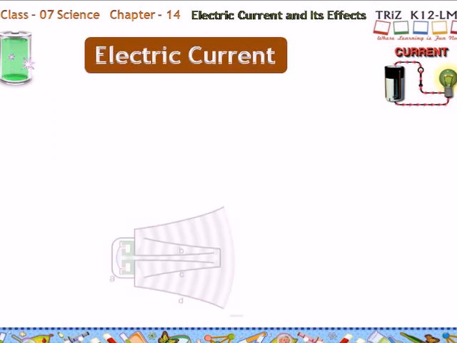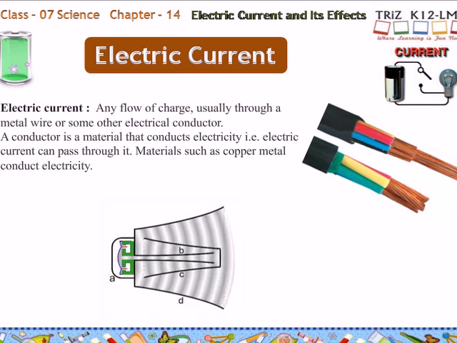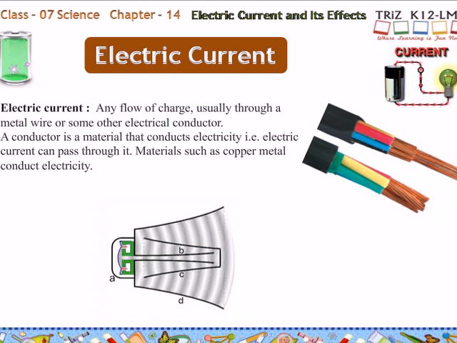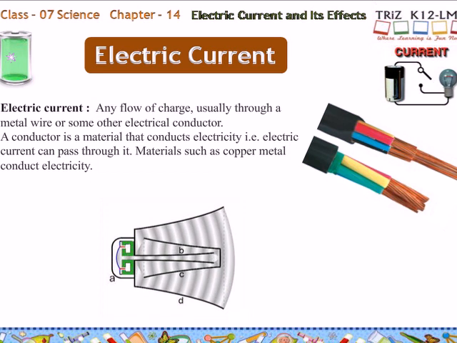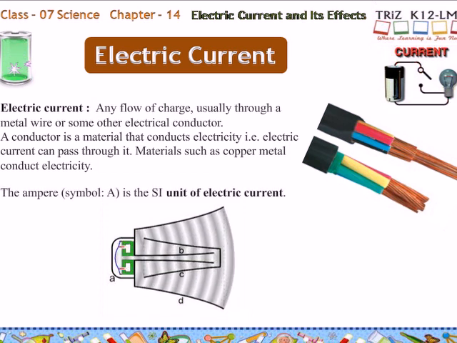Electric current. Electric current is any flow of charge, usually through a metal wire or some other electrical conductor. A conductor is a material that conducts electricity. That is, electric current can pass through it. Materials such as copper metal conduct electricity. The ampere, with symbol A, is the SI unit of electric current.